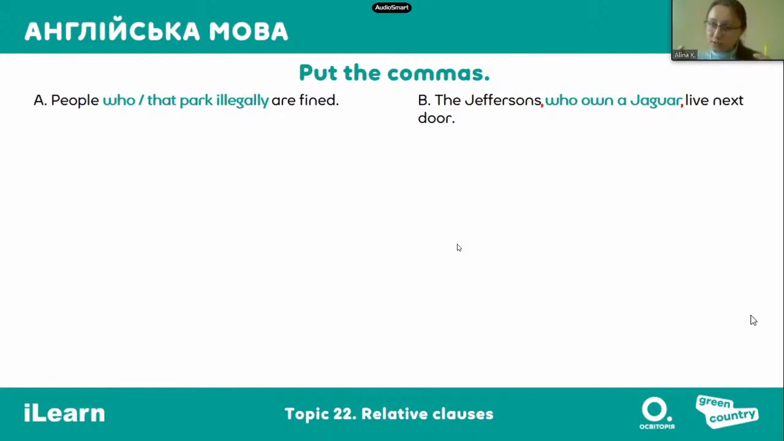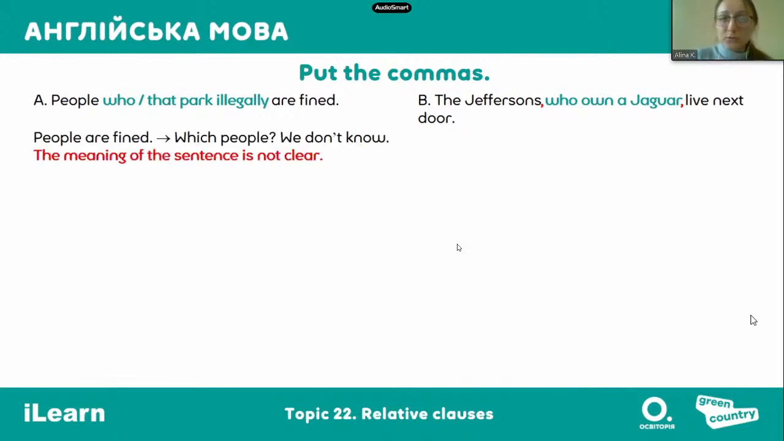Тобто, коли ви ставите коми з двох сторін ось цього підрядного речення, це означає, що ви можете його забрати з речення, і речення залишить своє значення. Да? Якщо ми заберемо ось це підрядне речення з першого речення, то у нас речення позбудеться сенсу. Да? Тобто ми ж не можемо сказати people are fined. Which people? We don't know. So the meaning of the sentence will be not clear. Yes? We will not see the meaning of this sentence. Ми не можемо забрати це підрядне речення з цього великого речення, правильно?